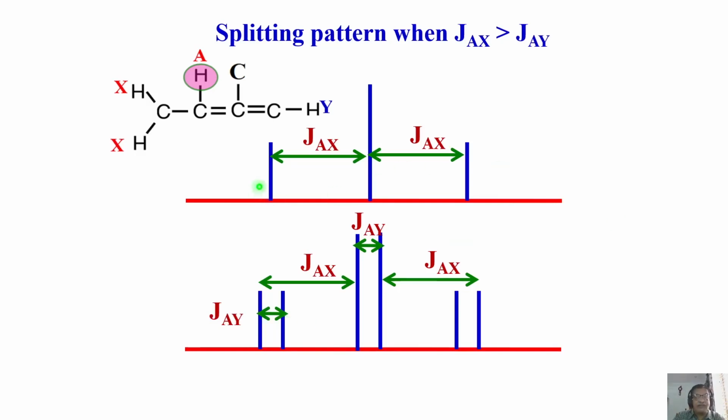Largest splitting value was triplet here. This splitting strength is larger than this doublet separation. That means this pattern is called triplet of doublets. Remember, earlier it was doublet of triplets, but it is triplet of doublets.